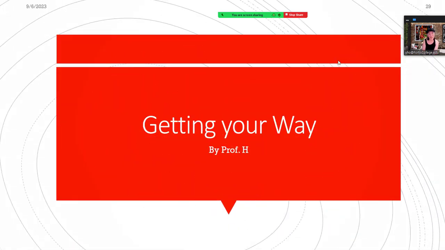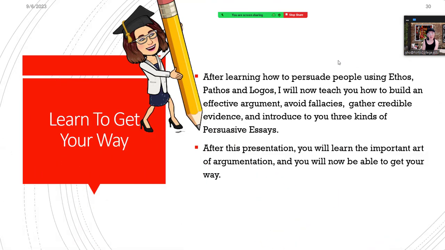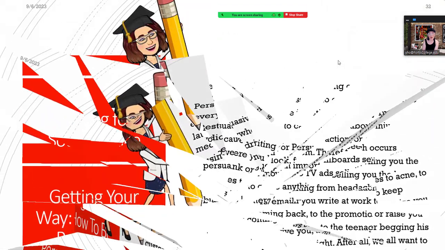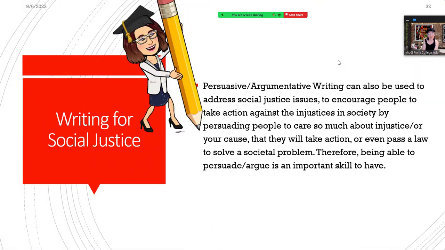And so getting your way. So after learning how to persuade people using ethos, pathos, logos, I will now teach you how to make an effective argument, avoid fallacies, gather credible evidence, and I will introduce you to 3 kinds of persuasive essays. And so persuasive writing is everywhere, from billboards to movies to TV ads, all the advertisements that you see all around you are all trying to persuade you to buy something.